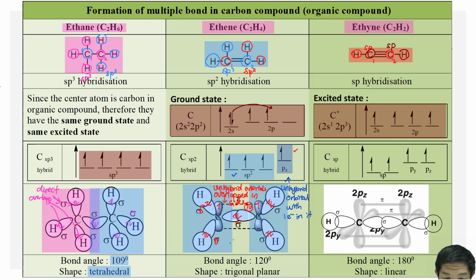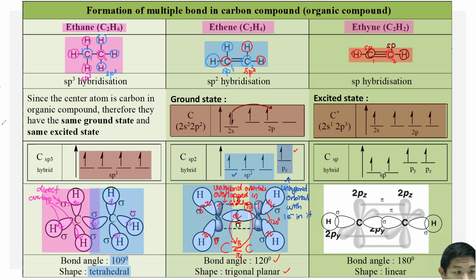So during the formation of a C double bond C, one is a direct overlapping of a sigma bond, and another one is a side lapping of a pi bond. Okay, so it takes the shape of trigonal planar, and the bond angle here is still 120 degrees. So that is for the ethene molecule.